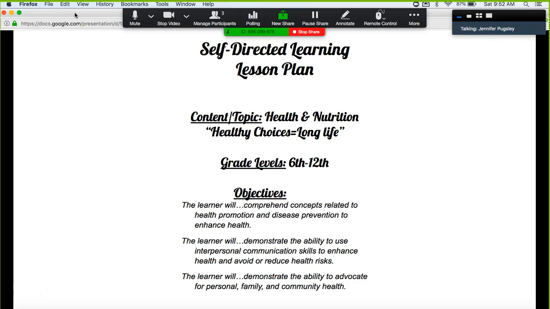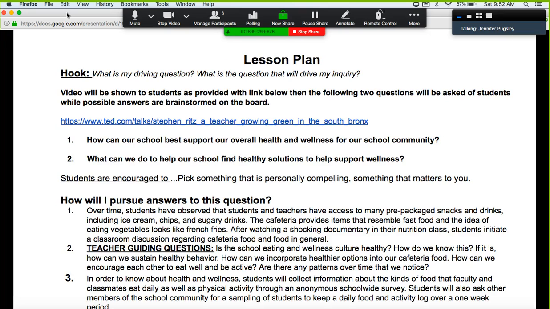We believe that health is a topic that impacts all people, including adults. So we have what our content, our topic, and then what our objectives are for our students. We feel that it's important that we start off with a hook. So what's the driving question? What is going to drive students' inquiry? The driving question helps guide students in the inquiry process. We want to first have them watch a video as listed on the screen, to then ask them driving questions to help them brainstorm possible solutions to this challenge.